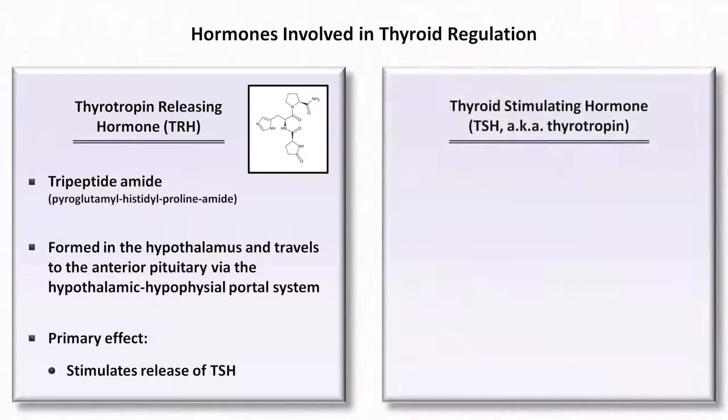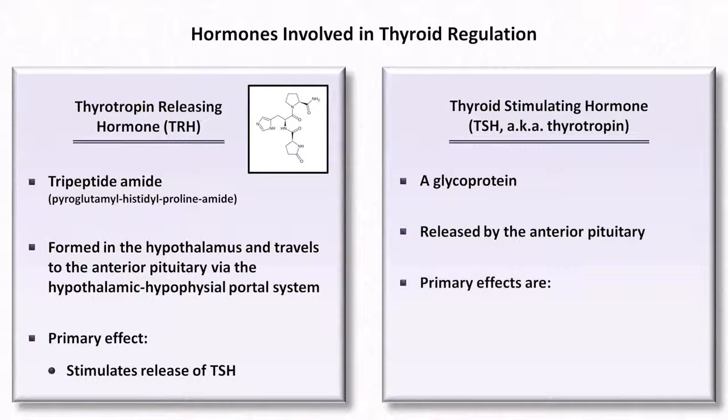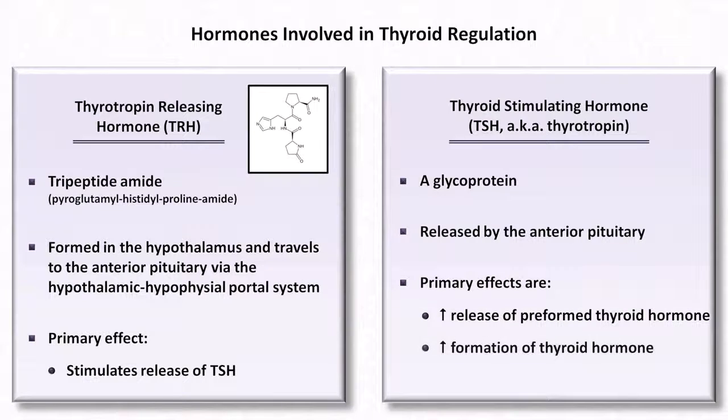Now, TSH, known formally as thyroid stimulating hormone, as well as thyrotropin, is a glycoprotein. It has a number of different specific effects, all of which are focused on increasing the physiologic actions of thyroid hormone. These are to increase the release of preformed thyroid hormone, to increase the rate of thyroid hormone formation, and to increase the size and number of thyroid cells which produce that hormone.